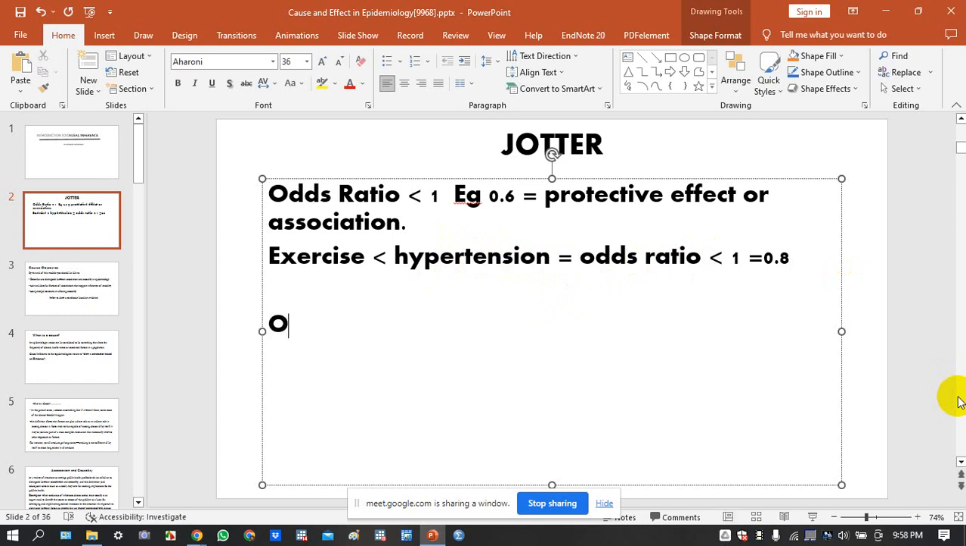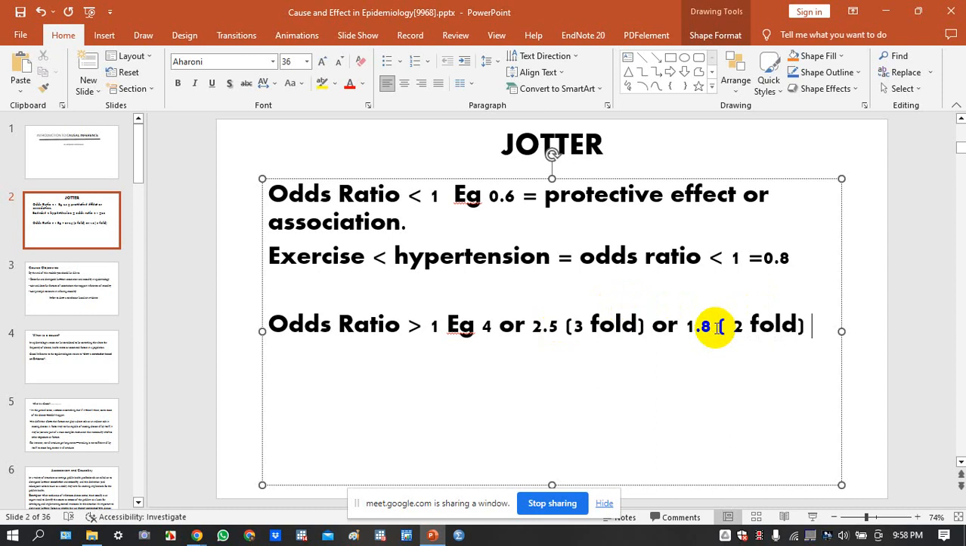But if you say the odds ratio is greater than 1, it implies, especially if you have an odds ratio of 4 or 2.5 or 1.8, so we can say that 2.5 is almost like what? 3. So we say 3-fold. 1.8, when we approximate it, we get what? 2. So we say 2-fold.